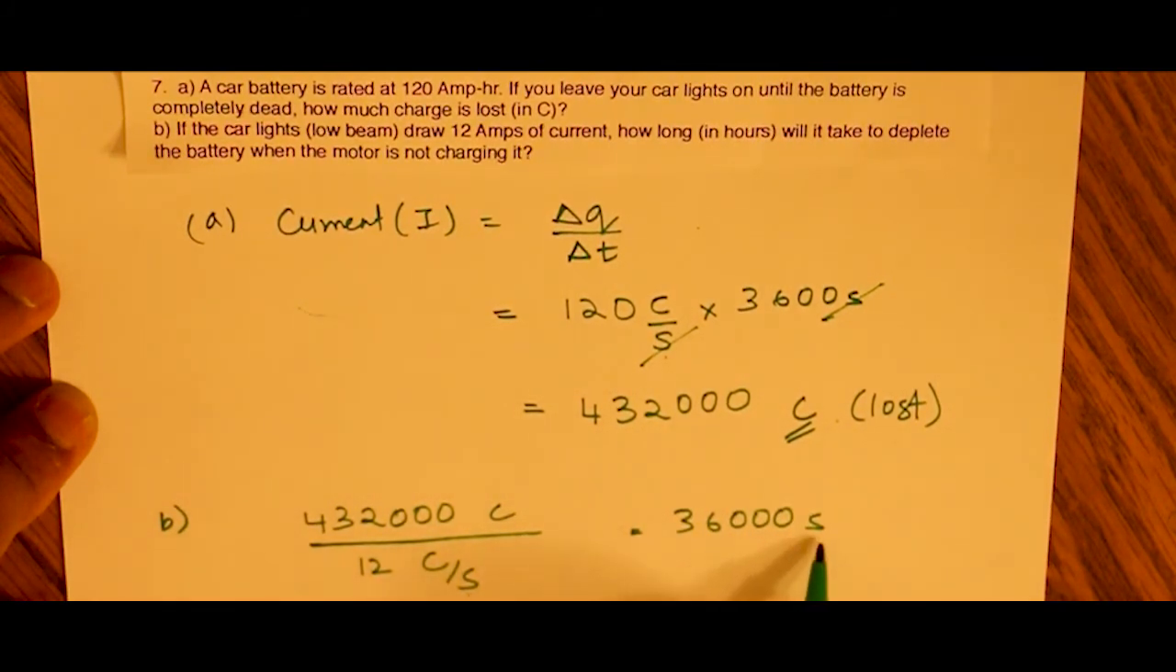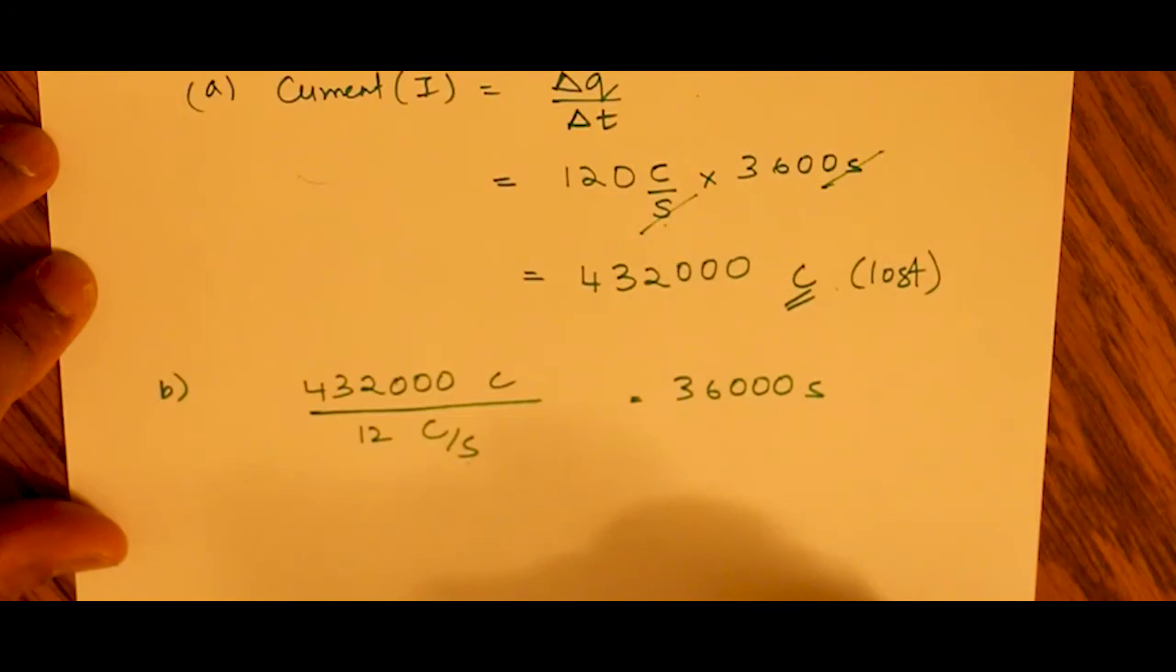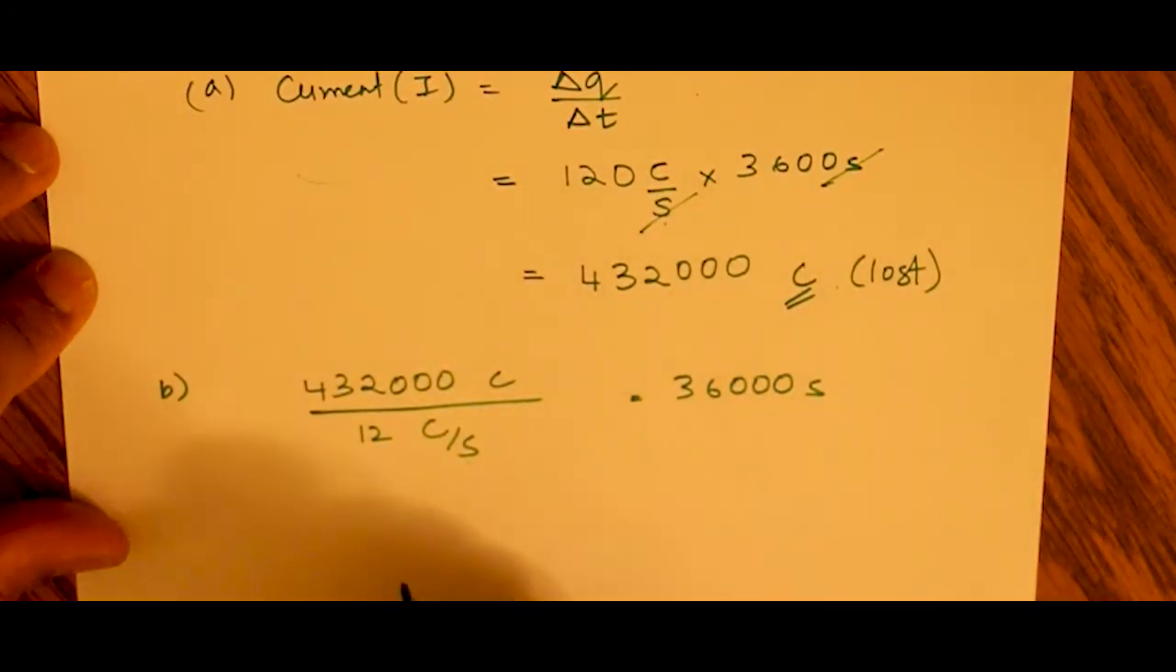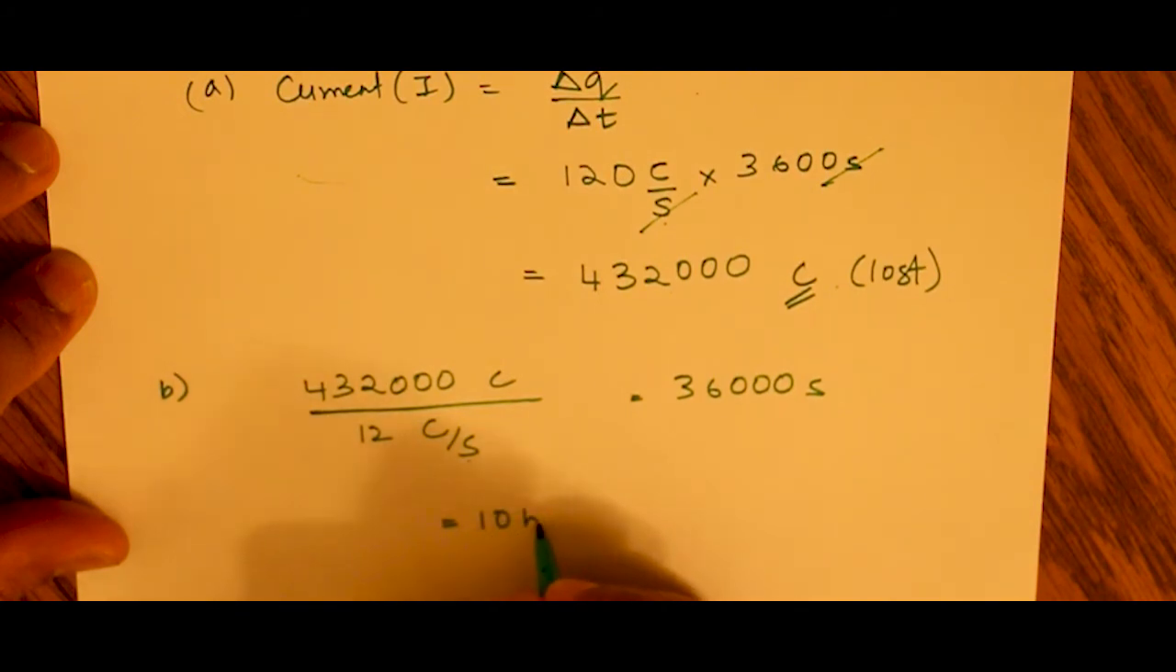And now, 36,000 seconds is how many hours? So 1 hour is 3600 seconds. So 10 hours would be 36,000 seconds.